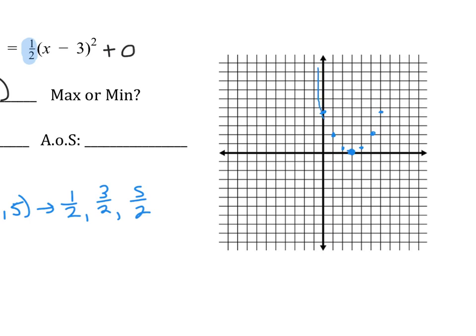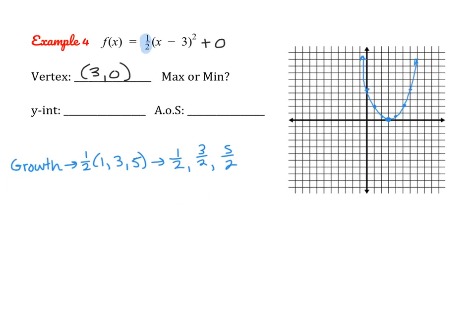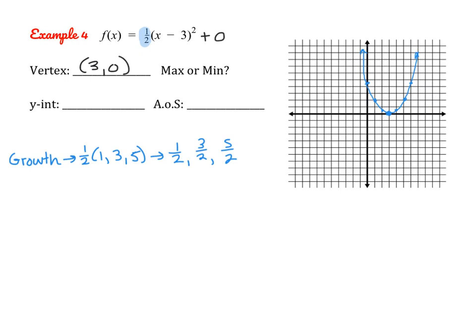And then connect your dots to make your parabola. Okay, so since we have a positive a value, we have a positive smiley face graph, which always comes with a minimum value. It has a bottom, so a minimum. And in this case, our minimum is at y equals 0.